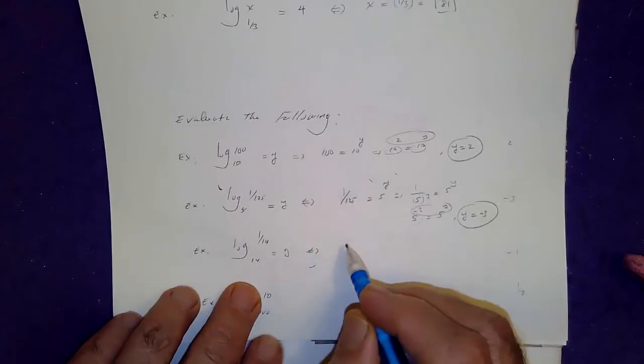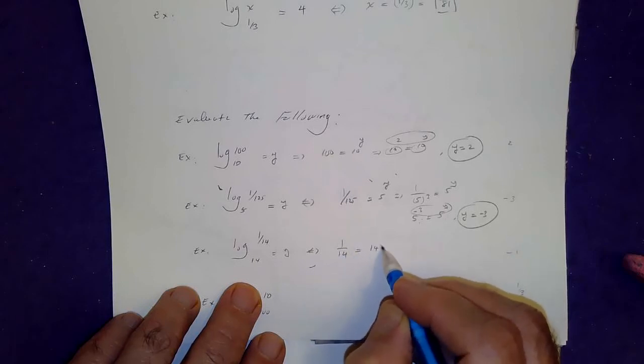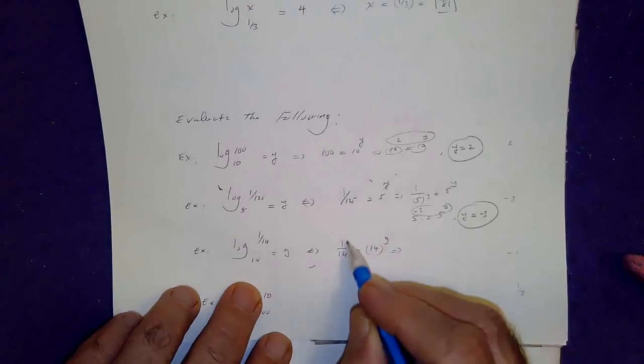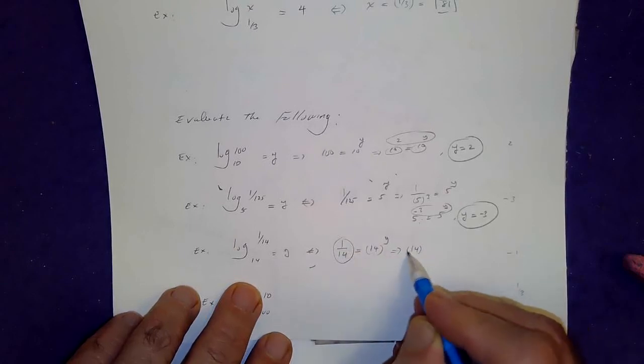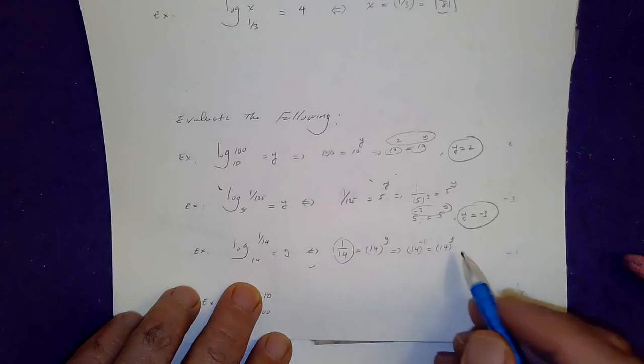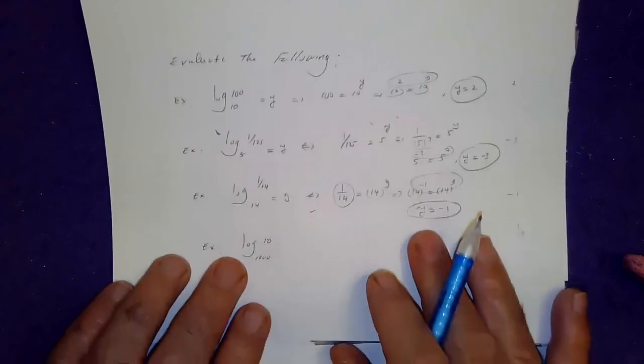What about this one? Well, that would be the same as 1 over 14 equals 14 to the power of y. But remember, 1 over 14 is the same as 14 to the power of negative 1. Then again, I have two exponents with the same base, so I set the powers equal. y has to be equal to negative 1.